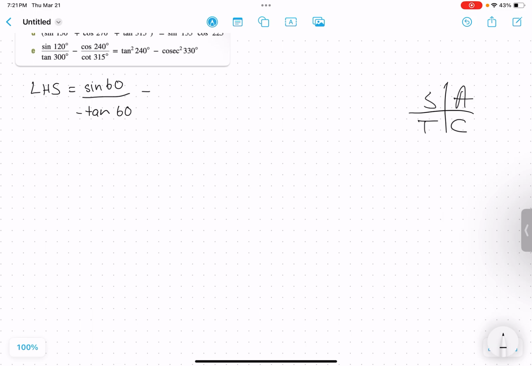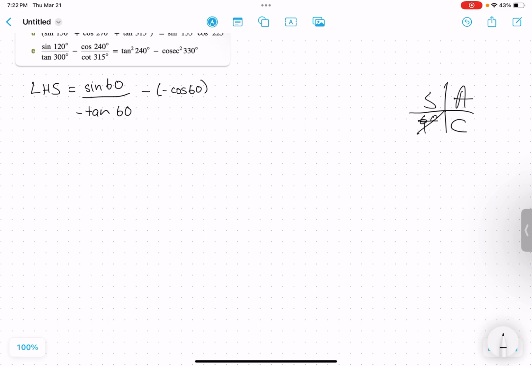Then we've got minus. Here we've got cos of 240. So cos of 240 is the third quadrant, and it's 60 degrees into that quadrant. So it's going to be negative cos 60. So negative cos 60. And we've also got cot in the fourth quadrant.